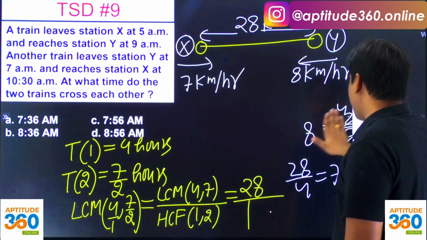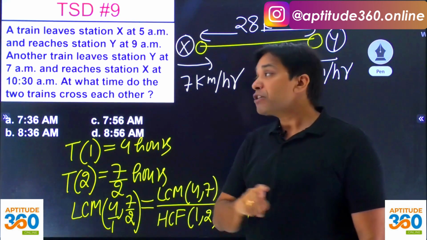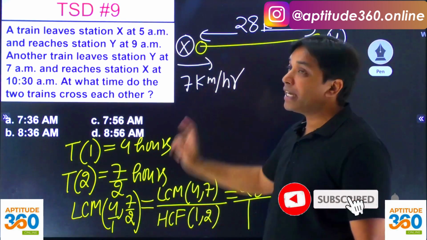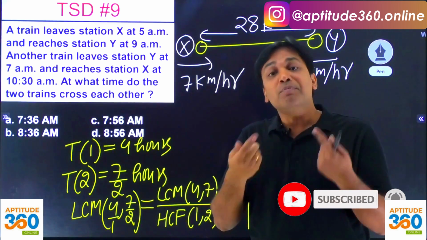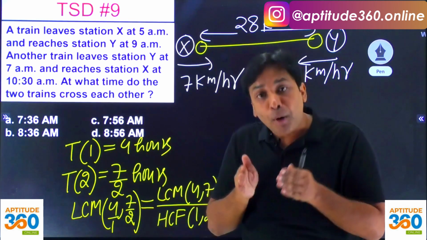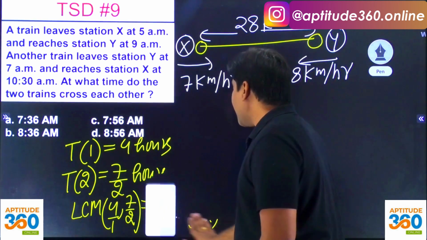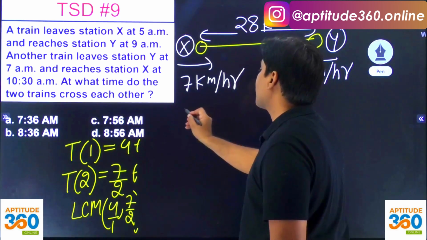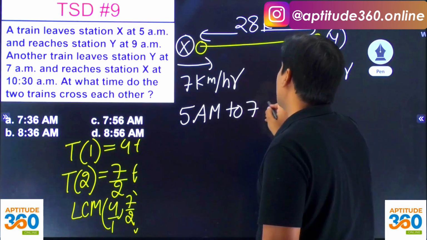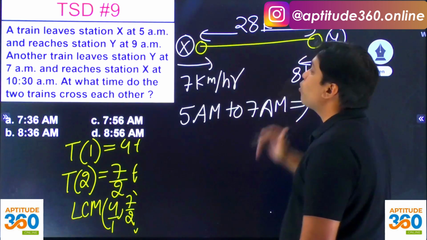Ab agar ye ho gaya, तो प्रॉब्लम दोबारा पढ़ते हैं. प्रॉब्लम ने क्या बोला कि 5 AM से शुरू हुआ ये ट्रेन और 7 AM से शुरू हुआ ये ट्रेन. And what is that I am telling you every time, I am telling you that the concept of relative speed is going to be utilized only if both of them are moving. तो आप क्या करोगे? आप करोगे ये 5 AM to 7 AM, 5 AM to 7 AM, who is moving? Only the train which is going towards Y is moving.